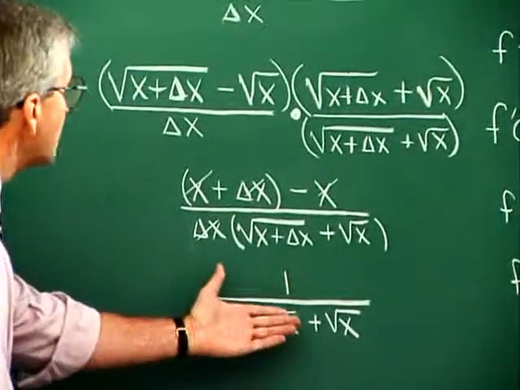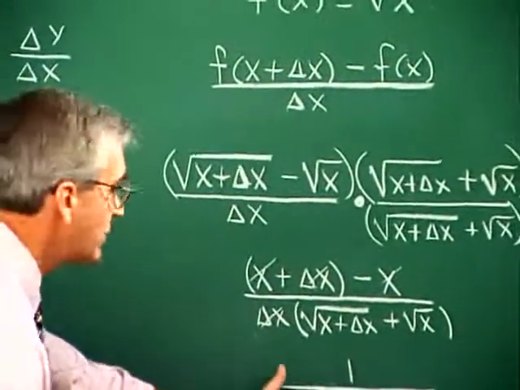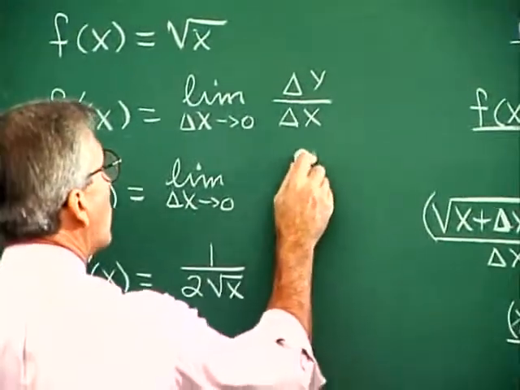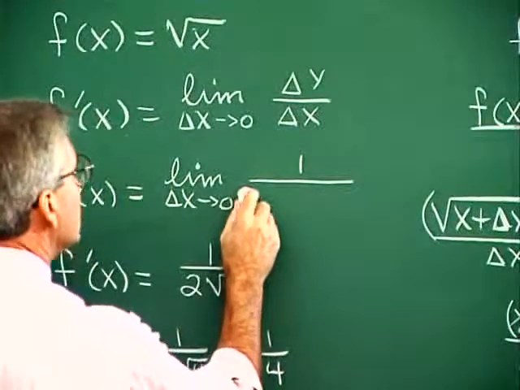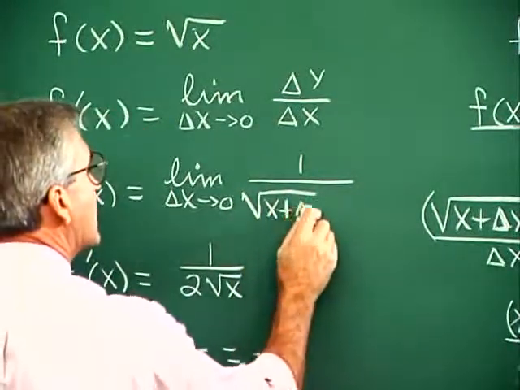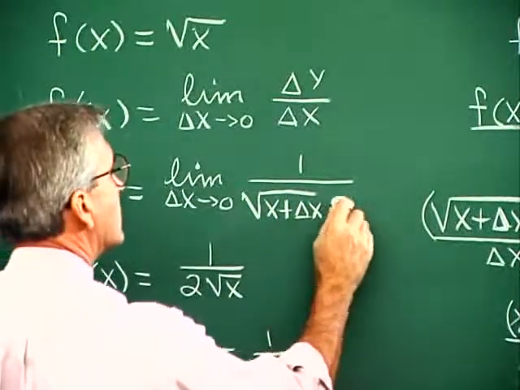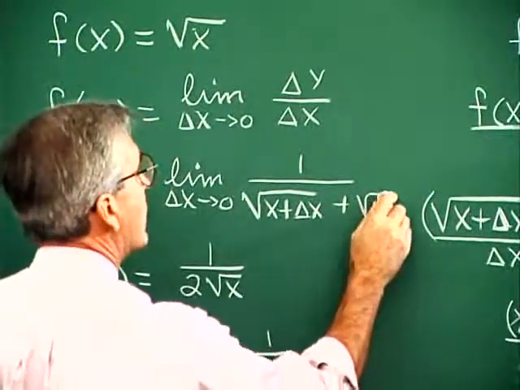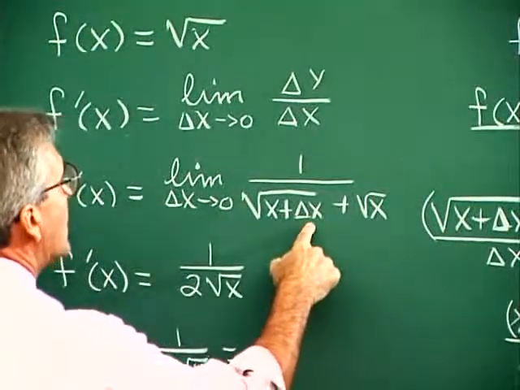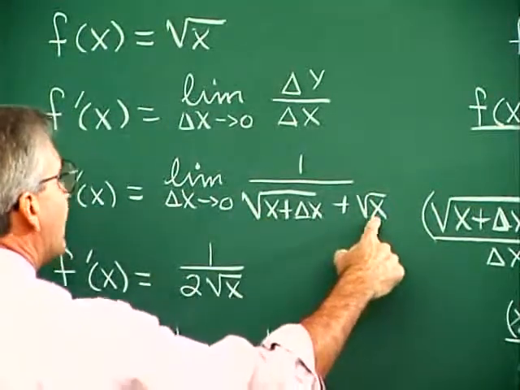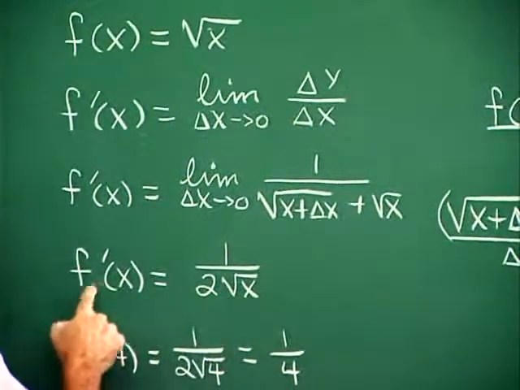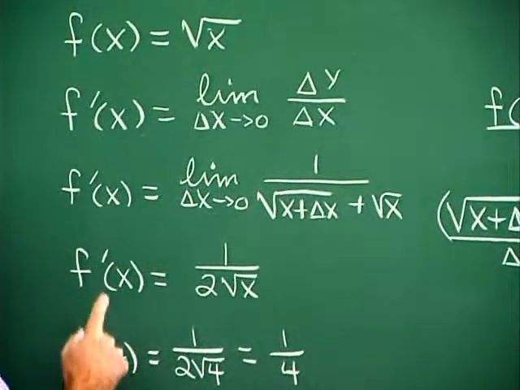All right, let's bring this over here. That's the evaluation of the difference quotient. So now we have the limit as delta x approaches 0 of 1 over the square root of x plus delta x, plus the square root of x. Now, as delta x goes to 0, this rascal goes out. We have the square root of x plus the square root of x, or in the denominator, we have 2 times the square root of x. So here is our derivative function.